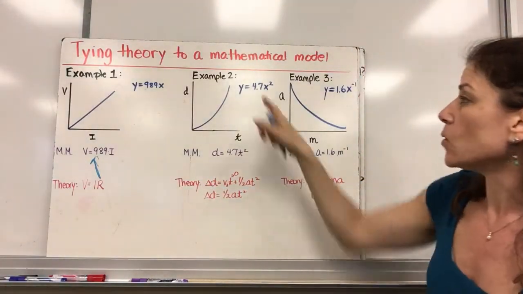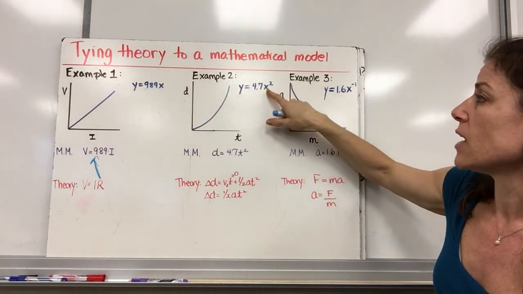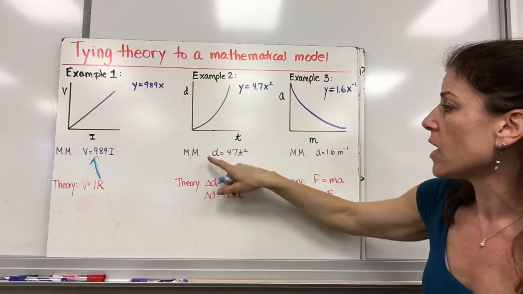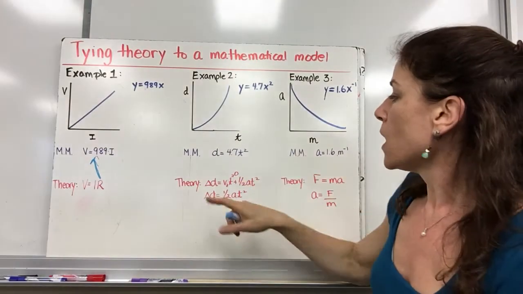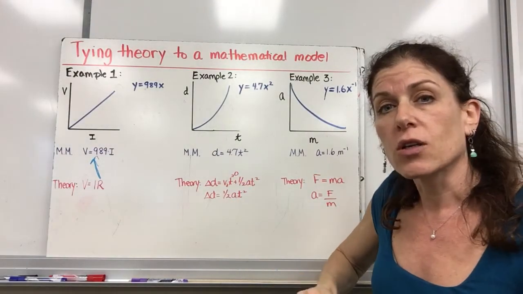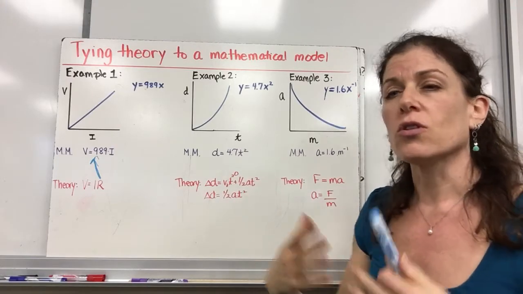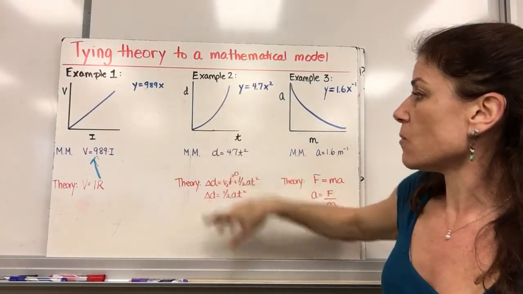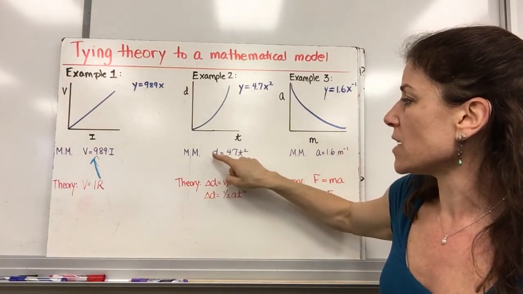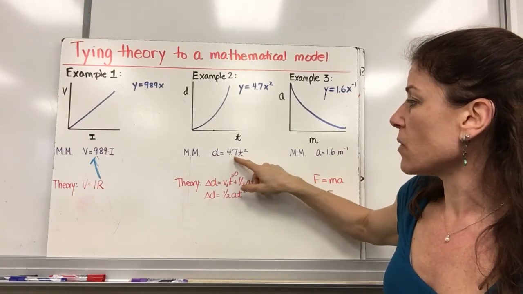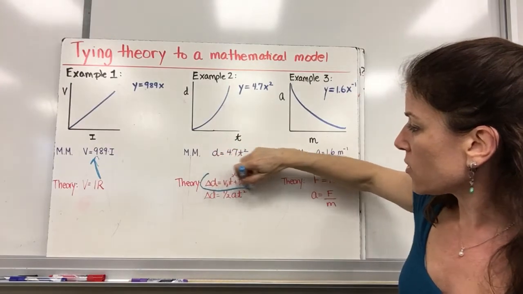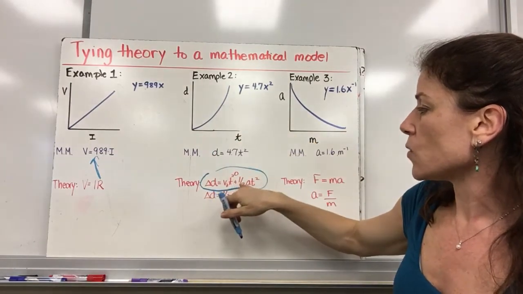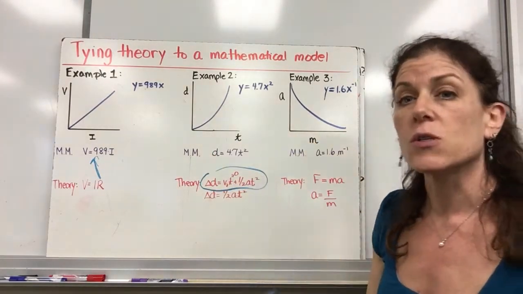Here's another example. Y equals 4.7 x squared. This is a distance time graph. Here's your mathematical model: D equals 4.7 t squared. Again, you want to look on your equation sheet, look in your notes, do some reading. You know, this is kinematics. And what equation has D equals something times t squared? You may recognize our kinematics equation, v0t plus 1/2 at squared equals displacement.